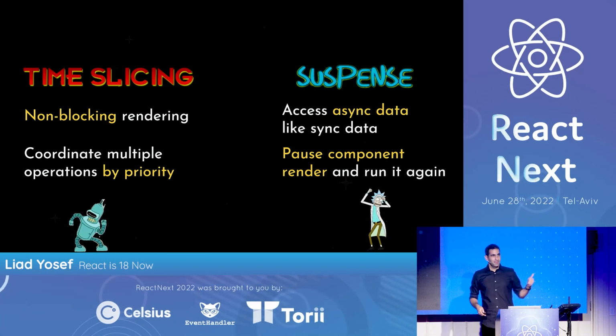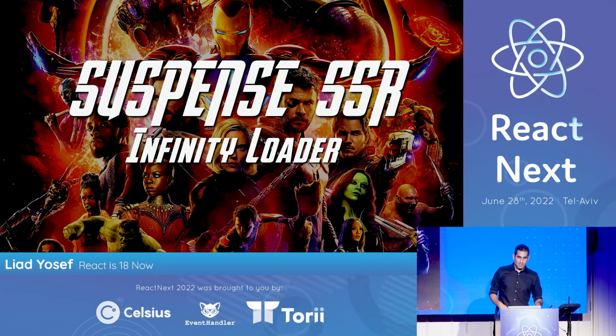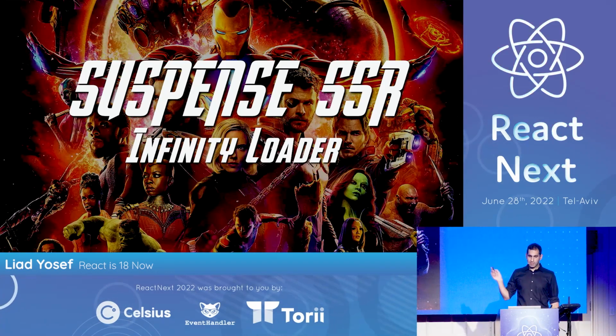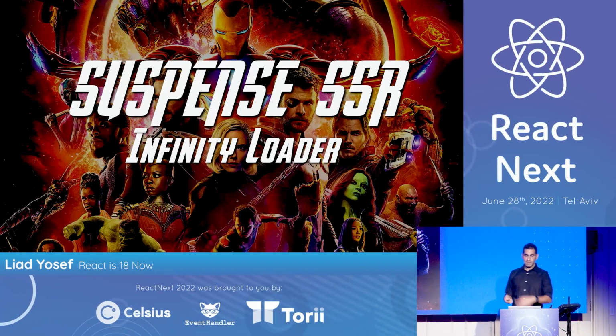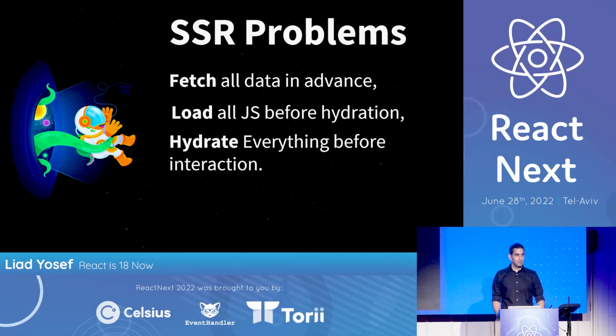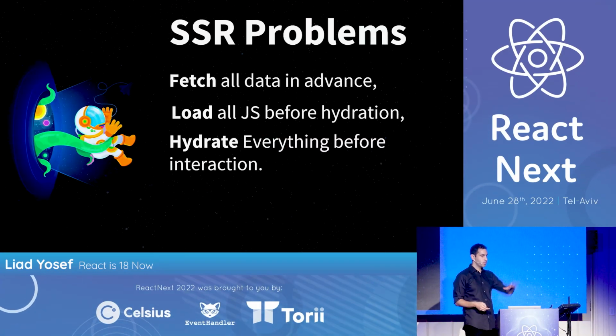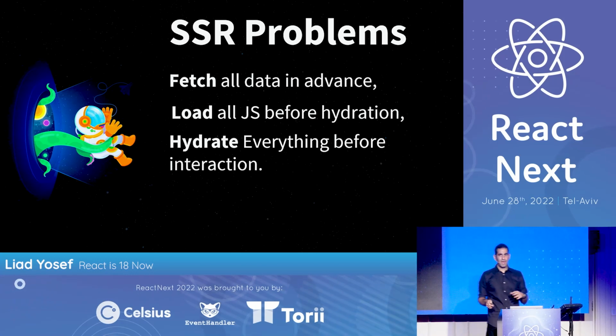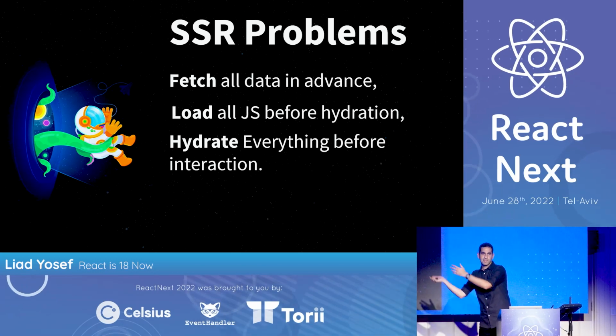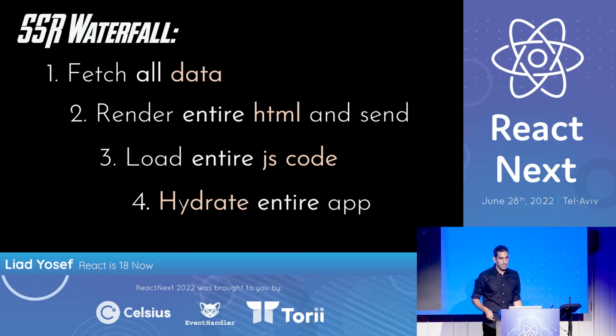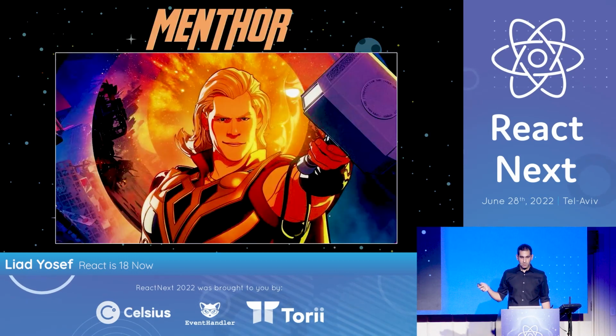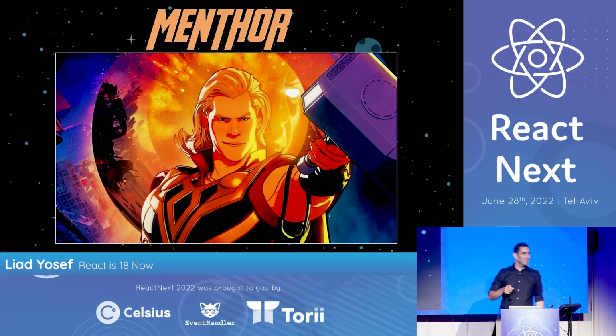And Kent mentioned it in his talk, but I'm going to talk about it for a few seconds. React 18 gives us Suspense SSR, and as you know, in SSR we have the problem of SSR waterfalls. So we have to render everything in the server, send it to the client, and then render everything in the client. So I'll use my mentor example.